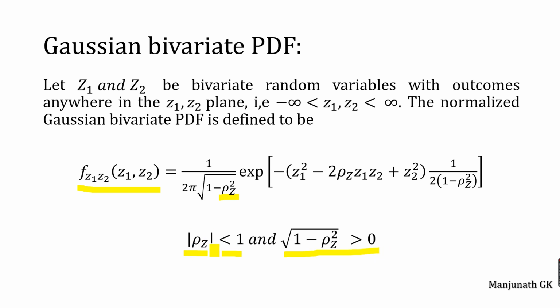The correlation coefficient has values from +1 to -1, but for this Gaussian bivariate probability density function, its magnitude must be less than 1. If it is more than 1, this term becomes imaginary, so to avoid that problem, rho z should be less than 1. Similarly, the square root of this term should be greater than 0, so that there is no imaginary term. So this formula should be remembered by you.